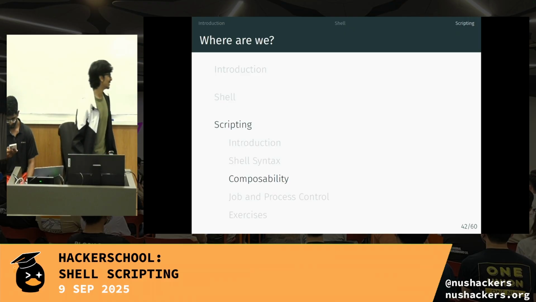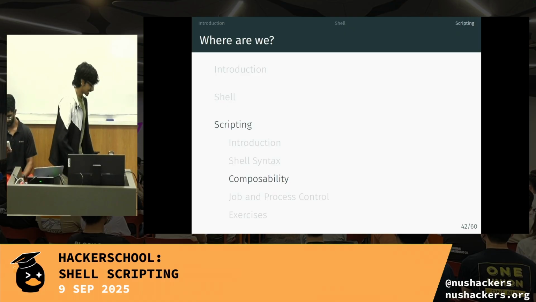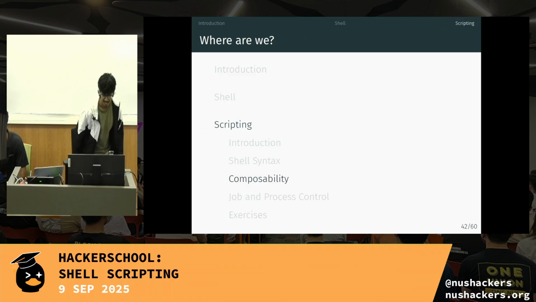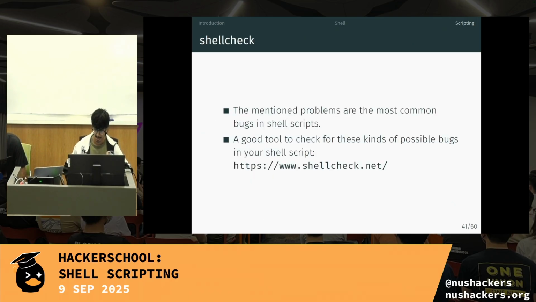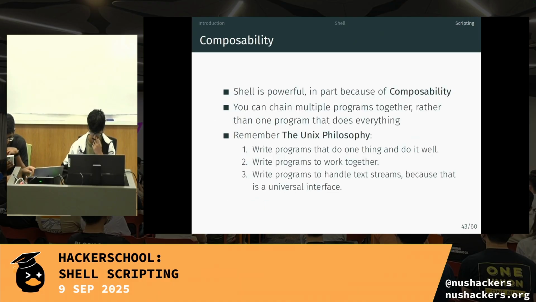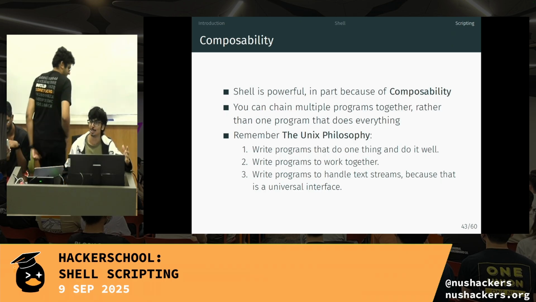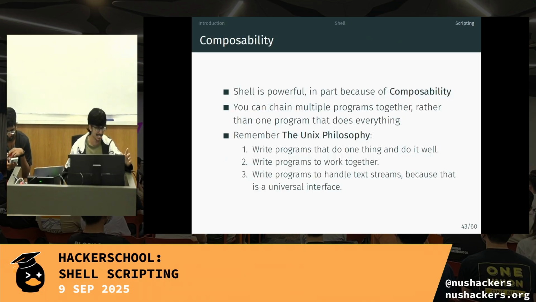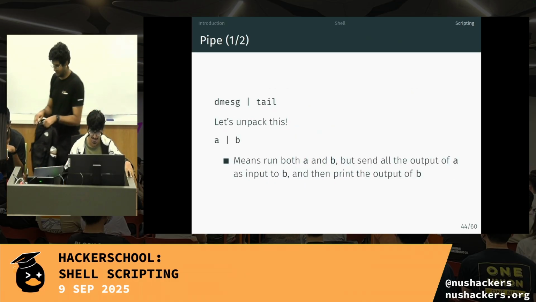So the next important thing to cover is composability. This is another important aspect of why shell scripting is useful. Composability is essentially the fact that you can chain multiple programs together rather than creating one program that does everything. This goes back to the Unix philosophy that every program should do one thing, but do it well. You can then integrate them together to do more complicated things.